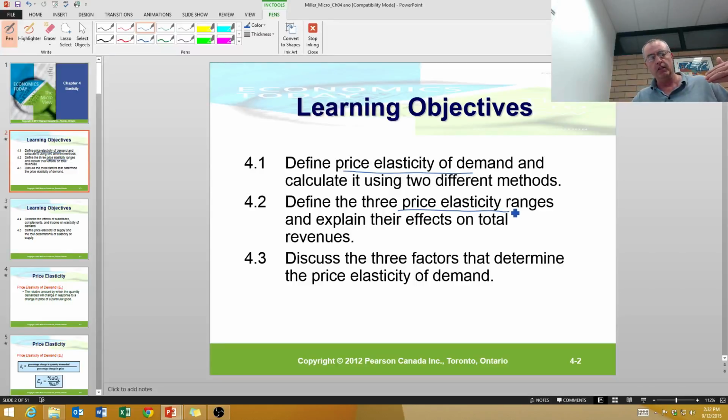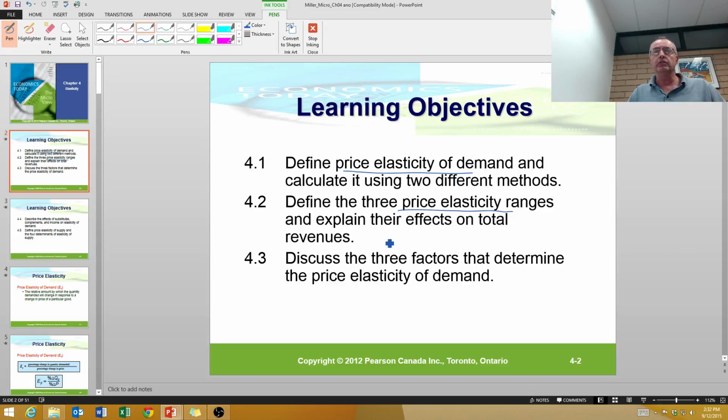And we have three different price elasticity ranges: the elastic range, the inelastic range, and the so-called unitary elastic range. So within the inelastic range, price and total revenue move directly with each other, whereas within the elastic range, price and total revenues move inversely with each other.